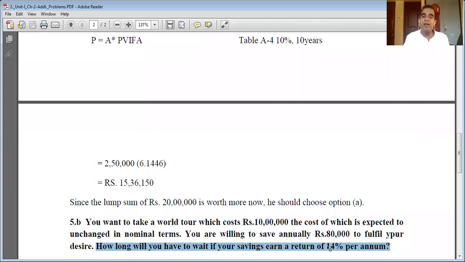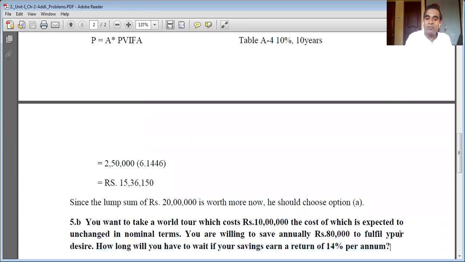If you really look at it, everything is given. This is the amount of annuity. This is the amount it will accumulate to. The rate of interest is also there. They are asking you to find out how many years it takes to accumulate 10 lakh rupees if you save 80,000 rupees annually. So I have to find out the number of years.